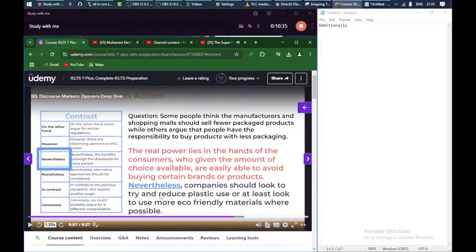Topic sentence, that first sentence with the embedded clause, I'm saying the consumers have the power, whereas in the second sentence I'm showing contrast. Nevertheless, businesses and companies should try to be more eco-friendly. So just an example of that contrast discourse marker to show a difference in opinion, and it really does help organize our writing and show that we're really thinking about what is coming up and how we're going to structure our sentences. Okay, let's take a look at the last group, which is for results.